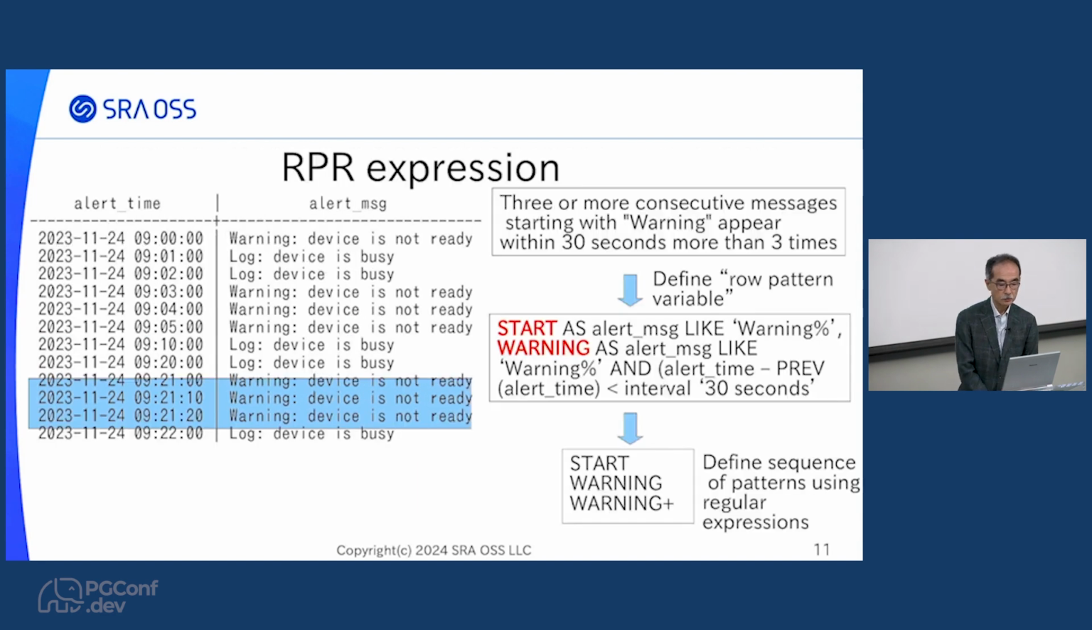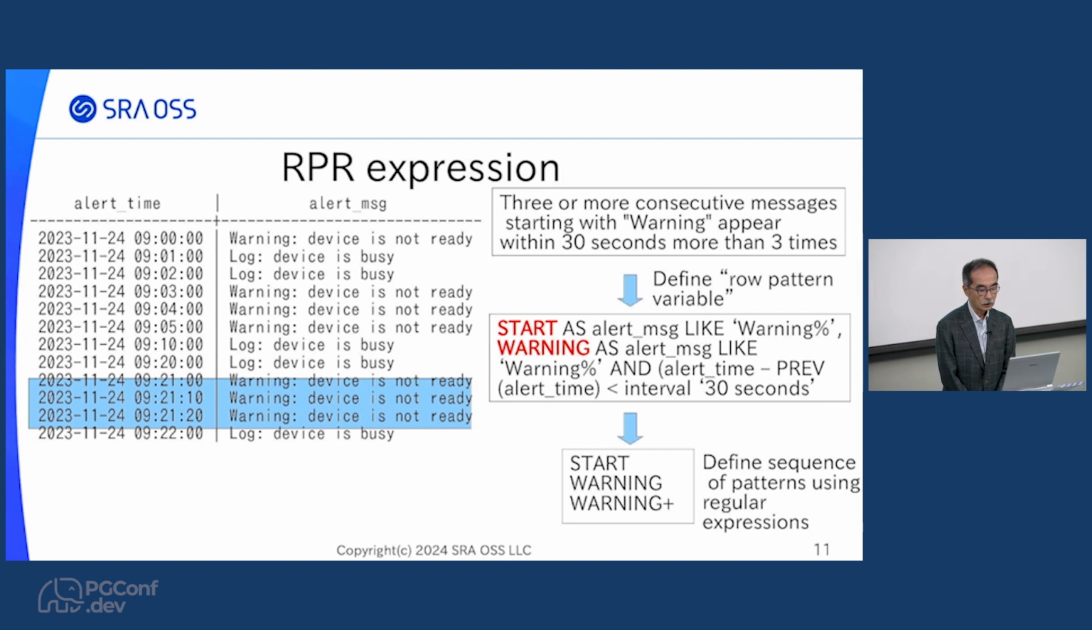Similar to the previous example, we first define the meaning of the requirement. Here, we define that 3 or more consecutive messages starting with warning appear within 30 seconds more than 3 times. From this definition, we first define the define clause like this.